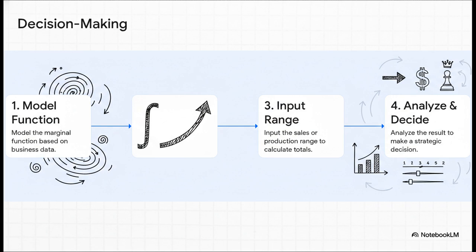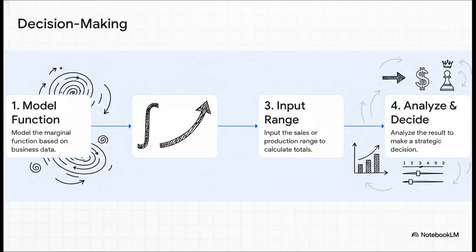Step 2, you then do the math, you integrate that function to find the total cost function, C of x. Step 3, now the fun part. You can use this new function to answer the big questions. You input your planned production run, maybe it's 50,000 phones. By calculating C of 50,000 minus C of 0, you get the total variable cost for the entire project.